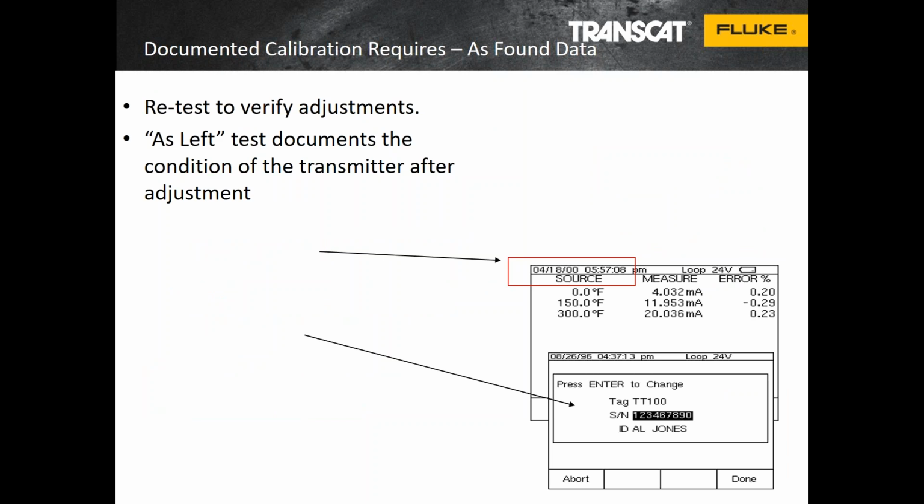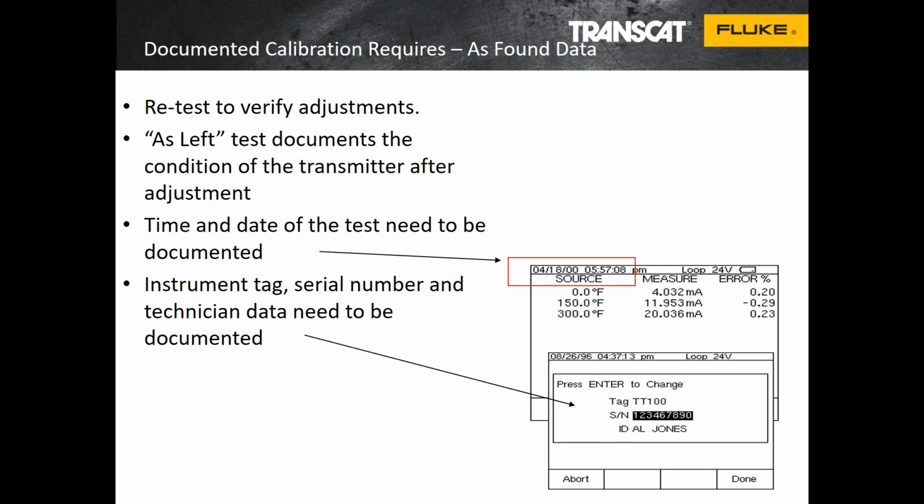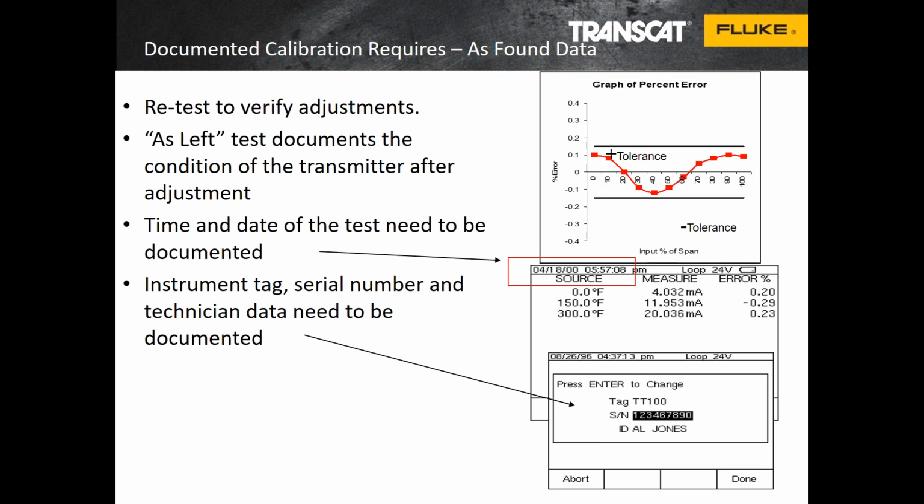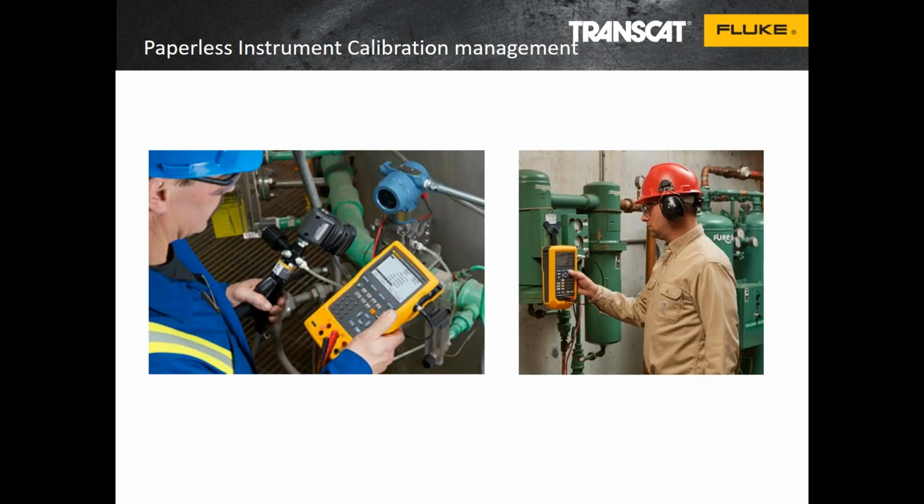This as-left test documents the condition of the transmitter after the adjustment was performed. The time and the date need to be documented, as shown in the upper left-hand corner of that screen, and the instrument tag, serial number, and technician data are documented and recorded as well. The result, all of the found deviations of the milliamp signal are within the test tolerance, so this shows a passing test. So you've documented the as-found, performed the adjustment, and documented and recorded the as-left.